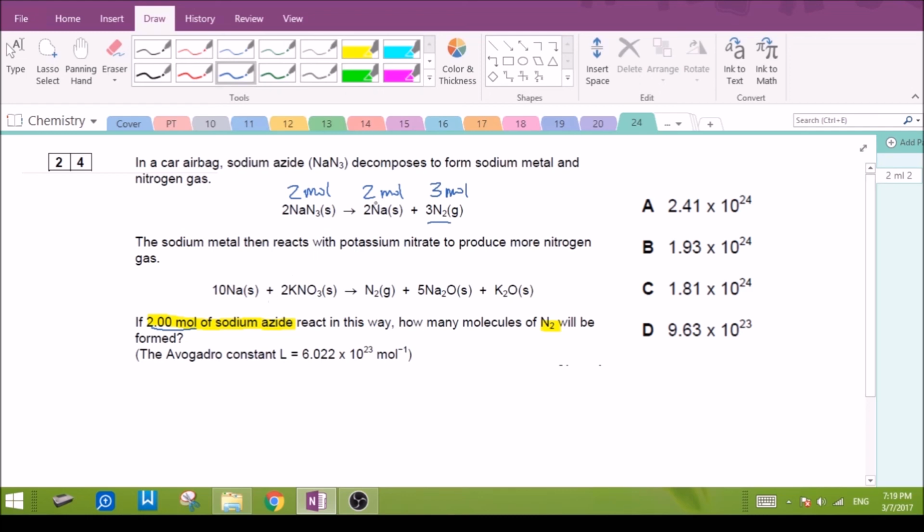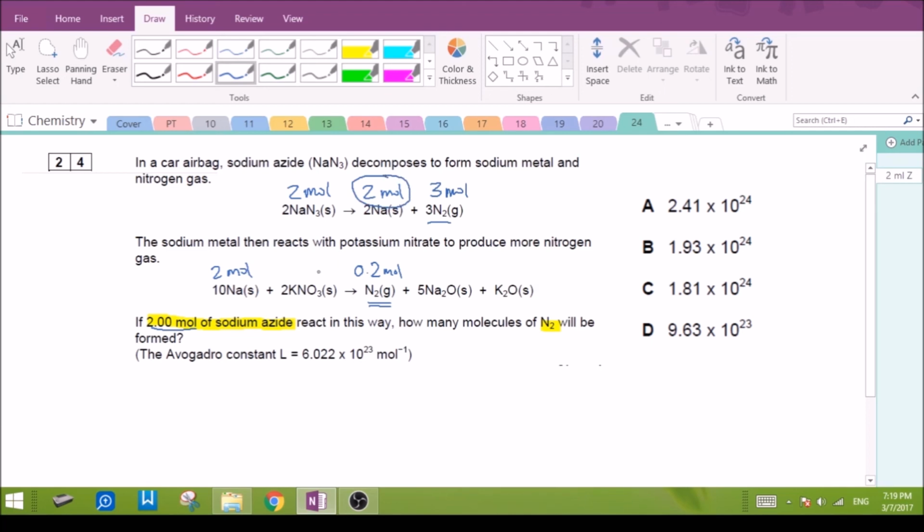So from these 2 moles of sodium that we got, we put it inside this equation. 2 moles of sodium, and we'll find out how many extra nitrogen we will have. So 10 will give us 1 mole. 2 moles will give us 0.2 moles of nitrogen. These 2 moles of sodium comes from here, in case you're wondering.